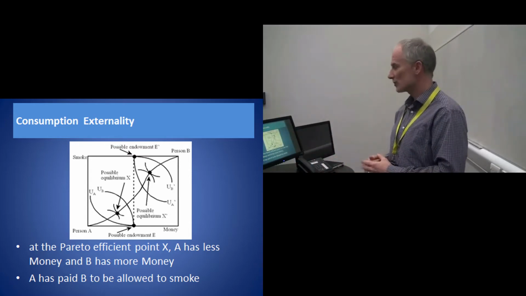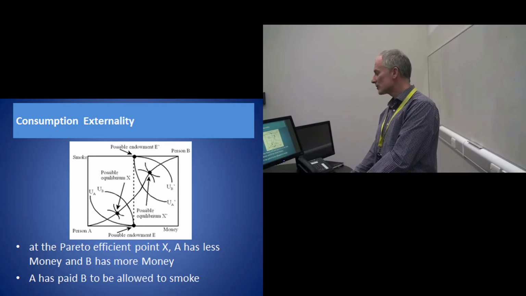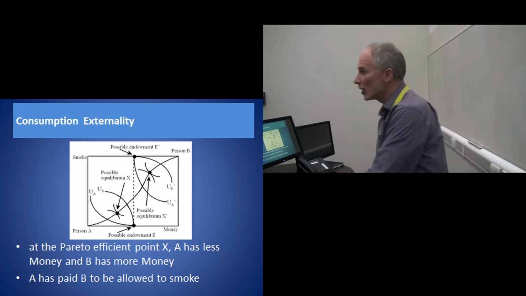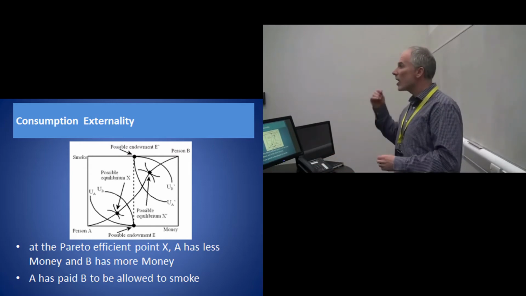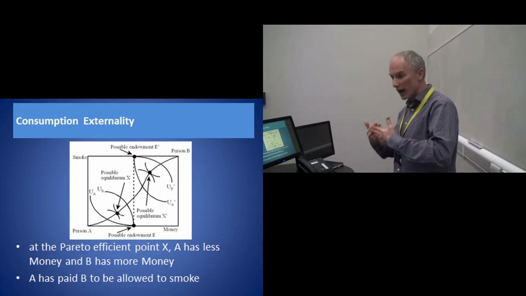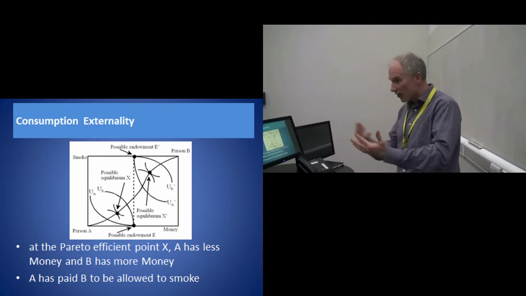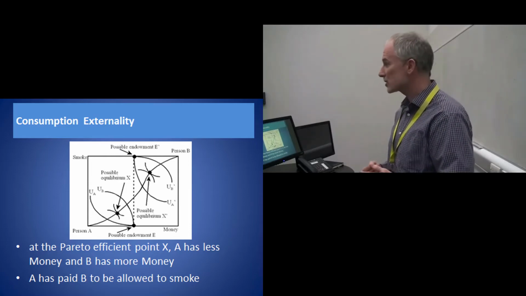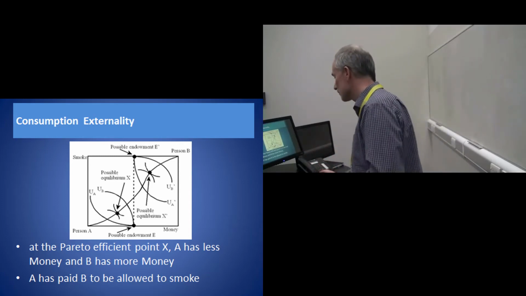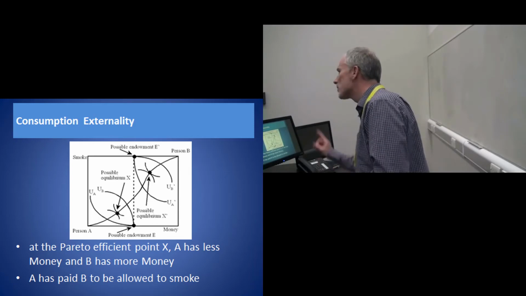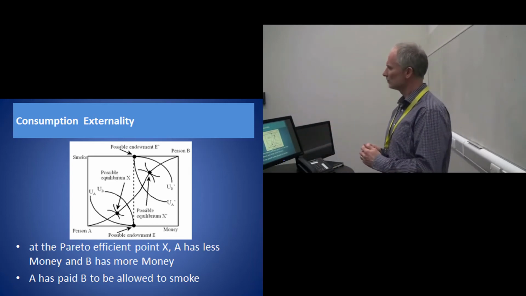And why has he done this? Well, now look at the monies available. They've no longer got an even allocation of money, but person B has got slightly more. Person A has got slightly less. So what's happened? Person A has paid his roommate to allow him to smoke. That is the bargain that's taken place. And in bargaining with themselves, we've arrived at a Pareto efficient outcome.